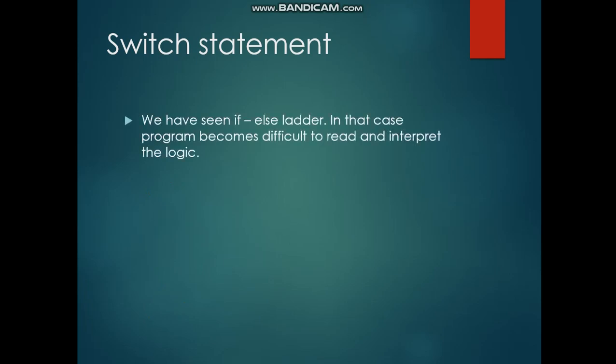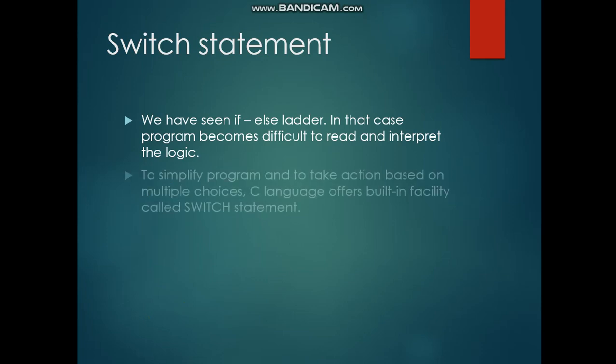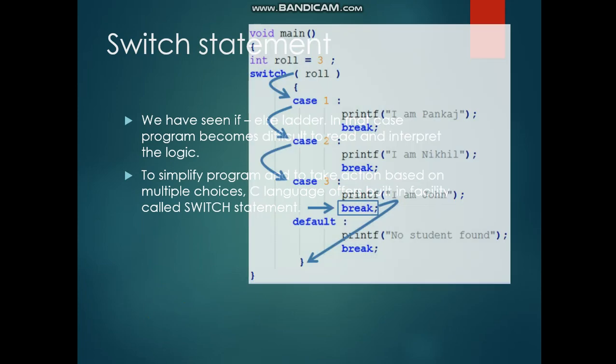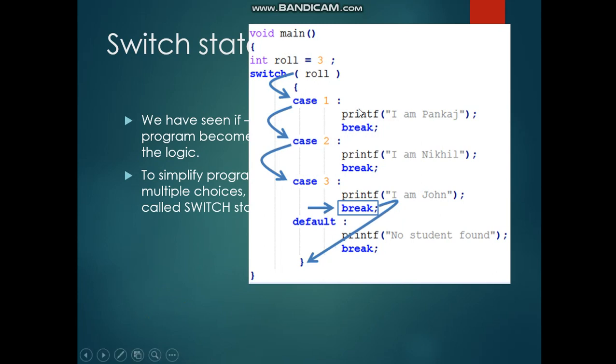In the switch statement, we have seen that with the if else ladder, the program becomes difficult to read and interpret the logic, because there are so many statements and it is very cumbersome to find out where the logic is. So to solve this problem and to take action based on multiple choices, C language offers a built-in facility called the switch statement. So you can see this small program. Students, in the main function, the execution starts and the main function gets over here.